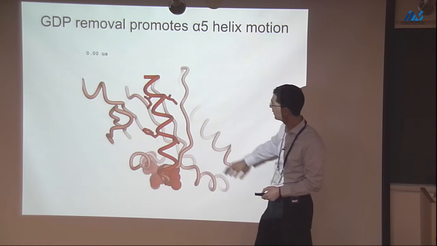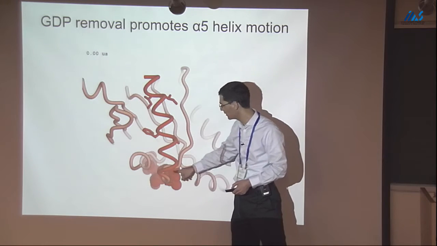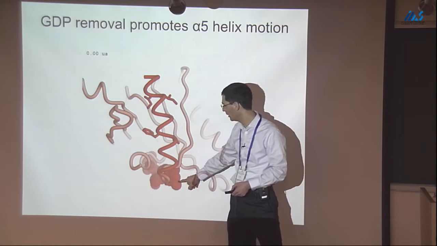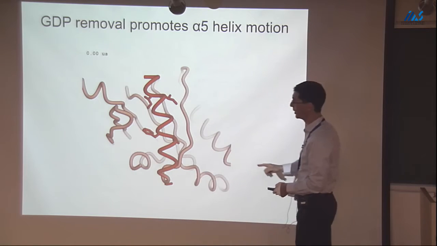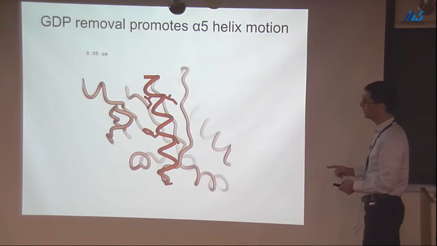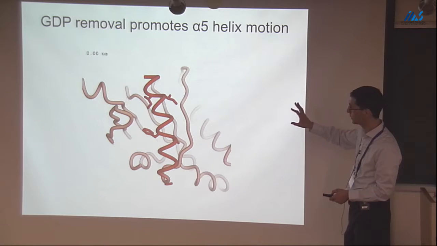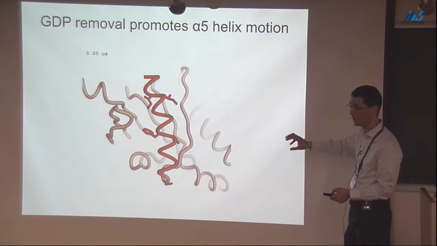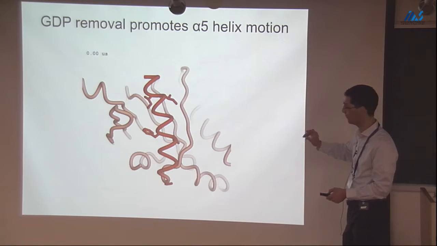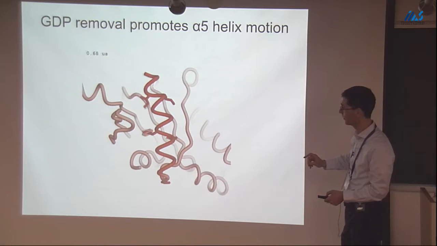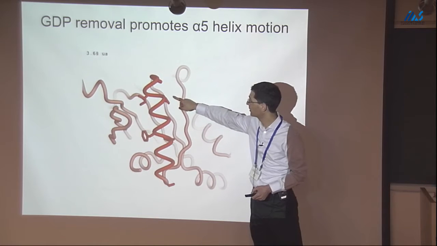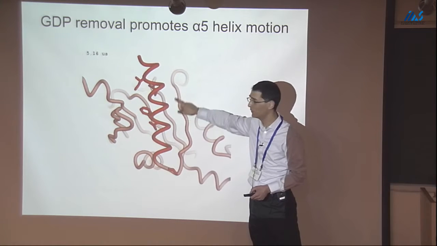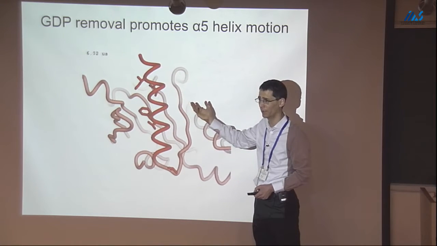So here we're zooming in. This is the alpha-5 helix. This is the nucleotide. So now we remove the nucleotide, and then we run a simulation. In a number of the simulations of this G protein with the nucleotide removed, we see a notable conformational change. You'll see this helix shift upwards. Okay, so it's shifted, and at the same time it's sort of rotated.